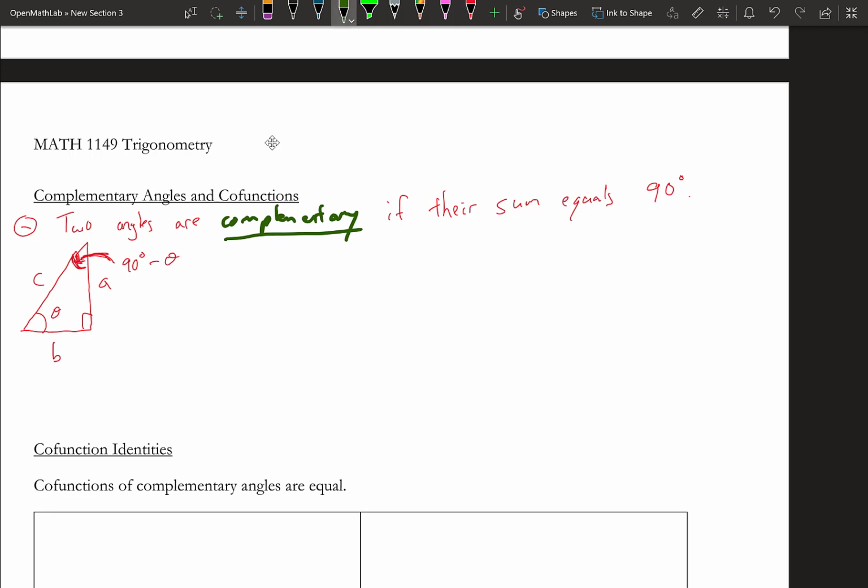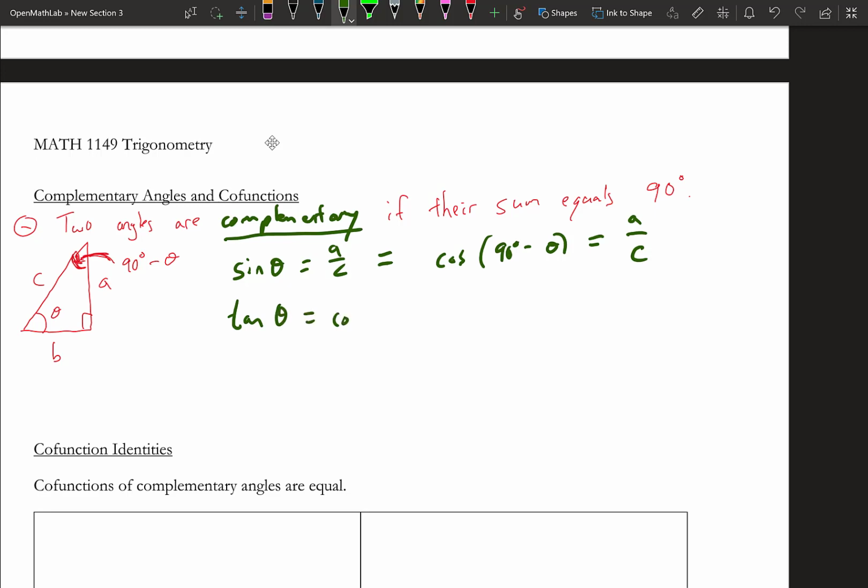So something to think about is that if we think about sine of theta, that's going to be equal to the opposite over the hypotenuse. So that would be A divided by C, right? But then something kind of interesting is that if I do cosine of the other angle, which would be 90 degrees minus theta, that would be equal to the adjacent side, A, divided by the hypotenuse, which is C. So these guys are equal, right? They're equivalent.